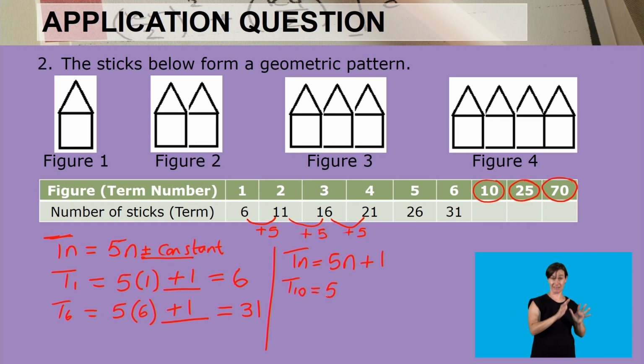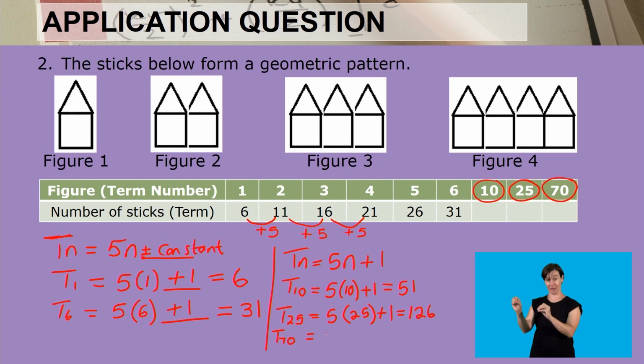Now this is going to be 5 multiplied by 10 plus 1, that is going to give us 51. What about the 25th term? The 25th term is going to be 5 multiplied by 25, and when we add 1, the answer there is going to be 126. And what is going to be our 70th term? Of course, this is going to be 5 multiplied by 70, and when we add 1, our answer is going to be 351. So we are going to just fill out those values in our table.